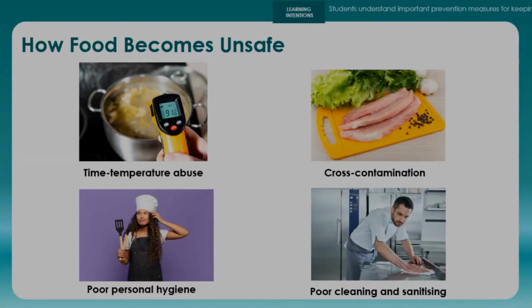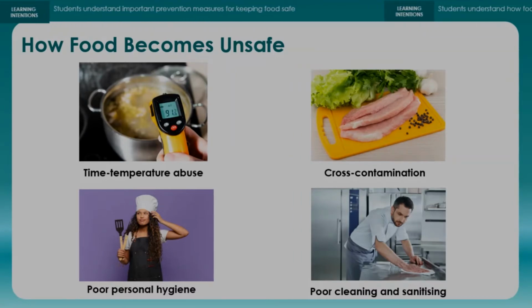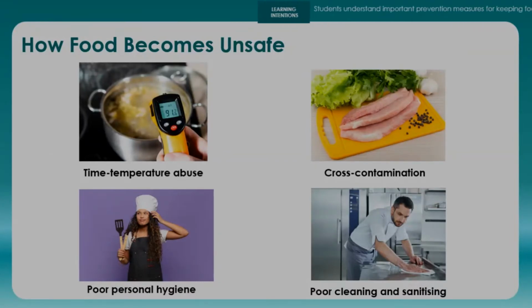How does food become unsafe? Well, there's 4 things. One's called time temperature abuse. The other is cross-contamination. The other is poor personal hygiene. And the last one is poor cleaning and sanitisation. And I will go into depth in all of those.